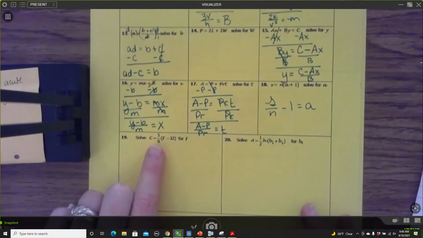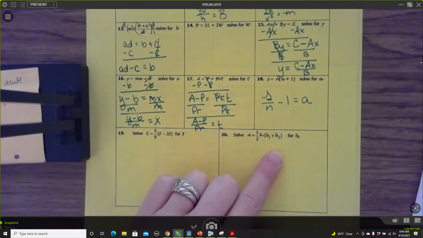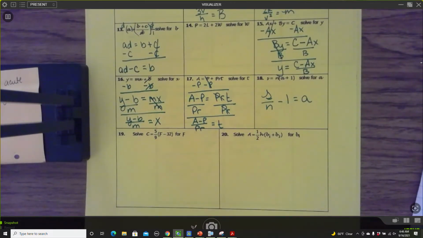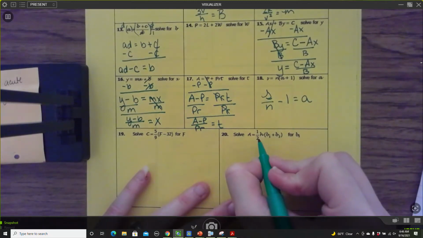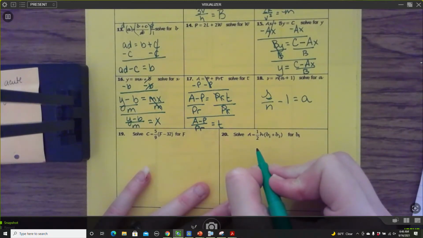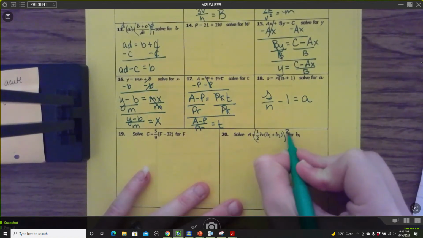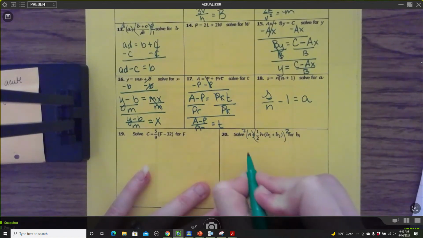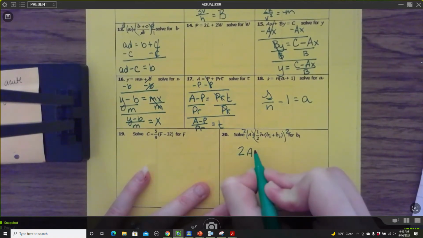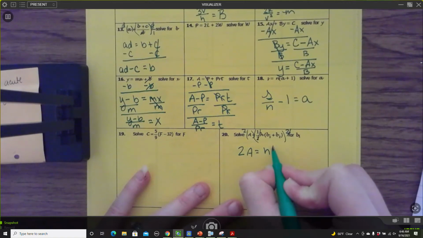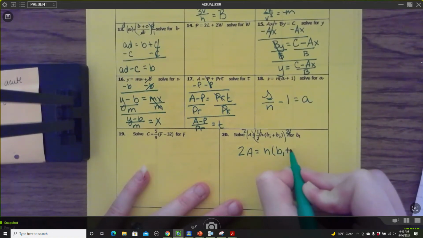All right, we did 19 yesterday, so here's a long one. Let's tackle this for the end. Solve for B1. The first thing I'm going to do is get rid of that 1/2. Let's multiply both sides by 2. So I have 2a, the 1/2 and the 2 cancel, and then I've got h times b1 plus b2.